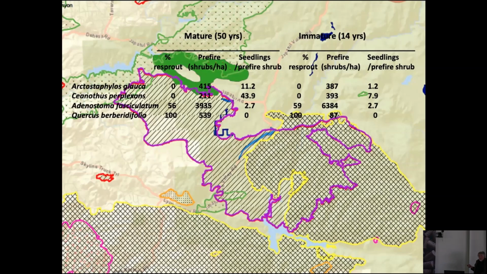One of the things to point out is we're looking in this Valley Fire incident. We're comparing mature stand, 50 years of age since the last fire, versus immature 14-year-old stand. One of the things to notice is seedling recruitment per pre-fire skeleton is about an order of magnitude lower, certainly in the Arctostaphylos, and substantially lower in the Ceanothus individuals here. So that suggests that certainly there's some reason to be concerned about the maturity of the stand at the time of the fire.